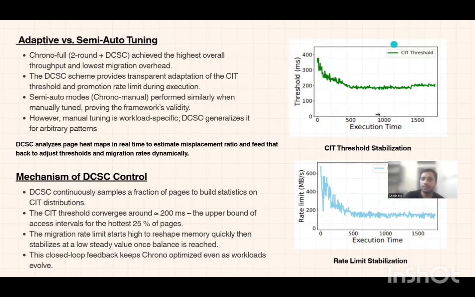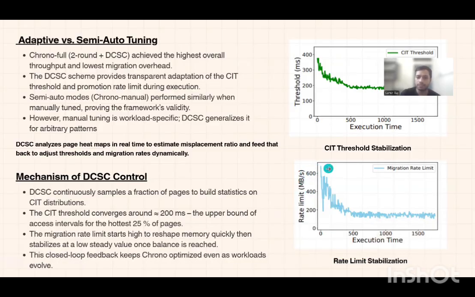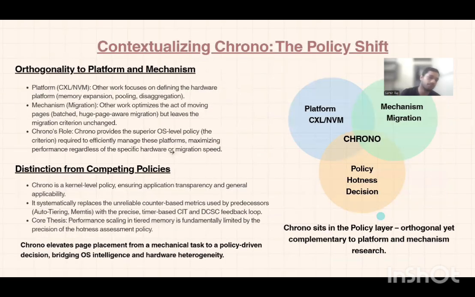As we can see in the CIT threshold graph, the threshold is very high initially. It drops very fast and becomes stagnant around 200 milliseconds, which is equivalent to the upper bound of access intervals for the hottest pages. Another graph over here is rate limit stabilization. The rate limit also started very high, around 600, and then started reshaping very fast. When it reached a low value, it stabilized and retained its shape.